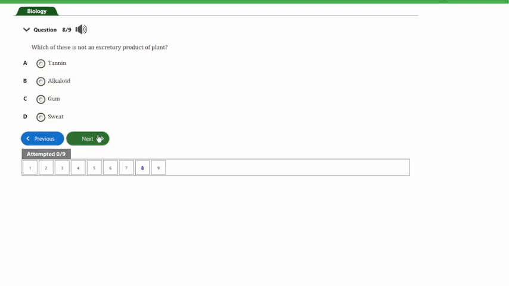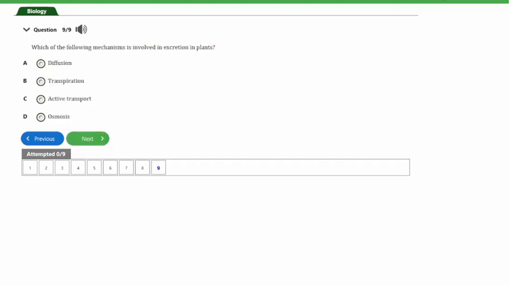So guys, the next question here is question number 8. It says, which of the following is not an excretory product in plants? A. Tannin, B. Alkaloid, C. Gum, D. Sweat. So guys, like we already know, sweat is not an excretory product in plants. Sweat is usually produced in animals. So through the skin, that's where the sweat is produced. So guys, the answer to this question is option D. Tannin, alkaloid, and gum are excretory products in plants, but not sweat. So the answer is option D, and that's sweat.